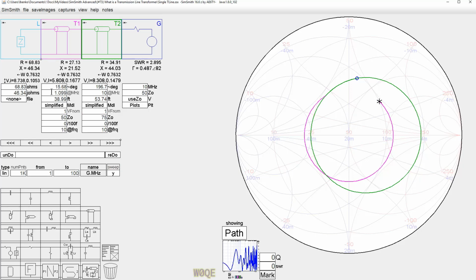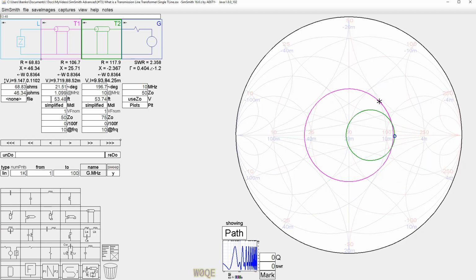Now, is there some length here that we can use? We're getting pretty close. And we change the length here. And that's pretty close to a match. So with two pieces of transmission line, we can often get a match with transmission lines that are readily available.